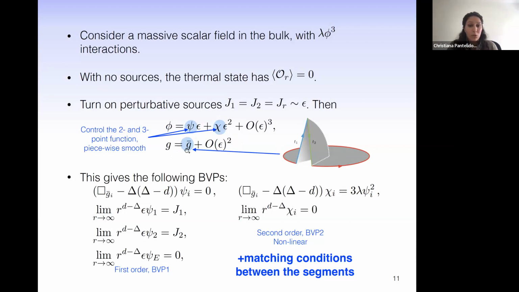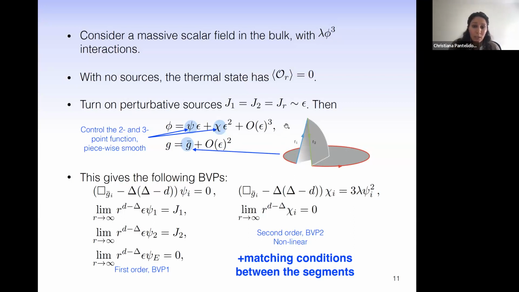Okay, so the geometry is simply given by this piecewise geometry that I introduced on the previous slide. Given that the geometry is piecewise, it makes sense to consider these psi and chi fields as being piecewise as well. So we have psi 1 on segment 1, psi 2 on segment 2, and psi e on the Euclidean segment, and similarly for chi.